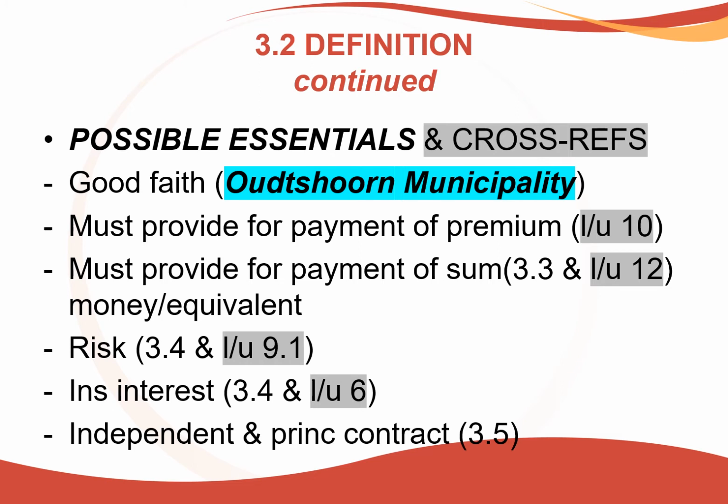Good faith. Here you should again read the Oudtshoorn municipality case. Second, an insurance contract must provide for the payment of premium. Please note here that it must only provide for the payment. The physical payment itself is not an essential. Then it must provide for the payment of a sum of money or equivalent by the insurer to the insured. Risk, insurable interest, and then it's also an independent and principal contract. Look at all those cross-references and also study them as you proceed.